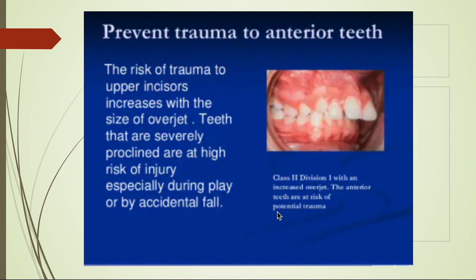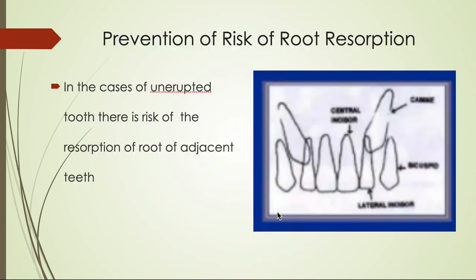Prevent trauma to anterior teeth. The risk of trauma to upper incisors increases with the size of the overjet. So the teeth that are severely proclined are at a high risk of injury, especially during play or by accidental fall. By orthodontic treatment, you can correct the proclination and prevent trauma to the anterior teeth.